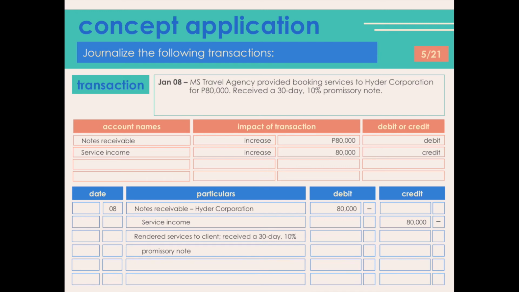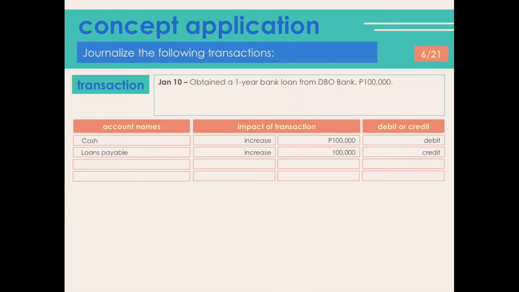After that, make sure you fill in the date and also add a brief description, including the terms of the note. January 10. Obtained a 1-year bank loan from DBO Bank, 100,000 pesos.